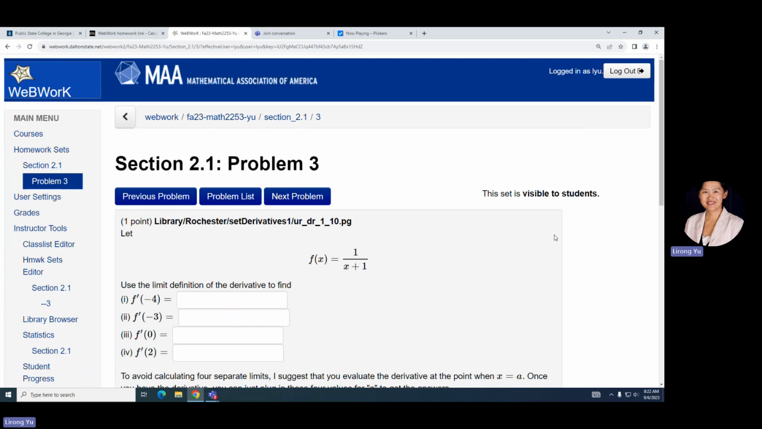For example, the first question: we're going to calculate f prime of -4. Since f prime equals -1 over x plus 1 squared, f prime of -4 equals -1 over -4 plus 1 squared. -4 plus 1 is -3, -3 squared is 9, so it's -1 over 9. Okay, so we do the same for all the other examples.